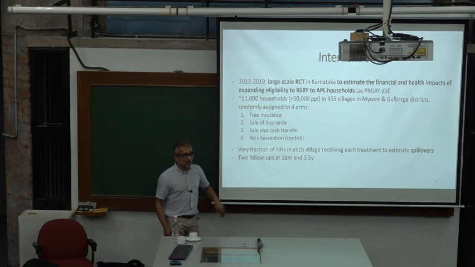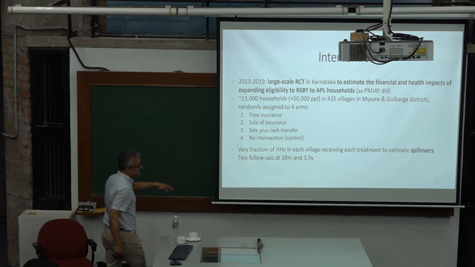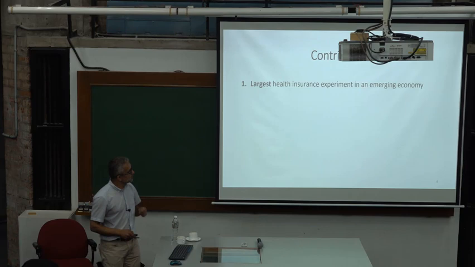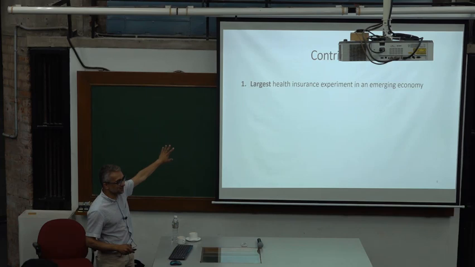We did, again, two follow-ups, at 18 months and 3.5 years, so that we can get two rounds. So, for example, contrast Seguro Popular, that's 1 year. Even Oregon is relatively short compared to this. This is just tooting our horn, not really that deep. This is one of the largest, we think the largest, health insurance experiment in an emerging economy.